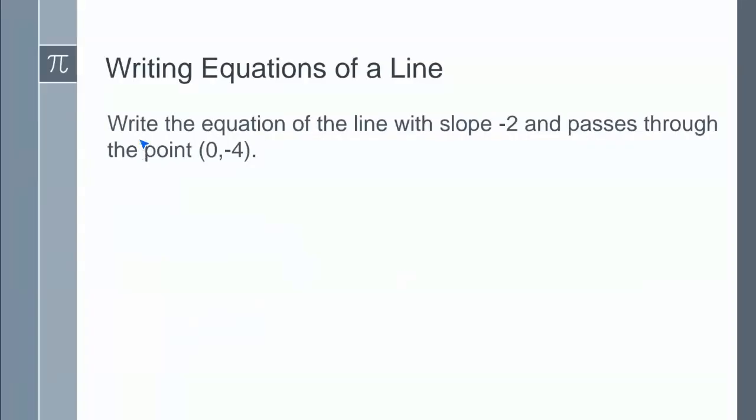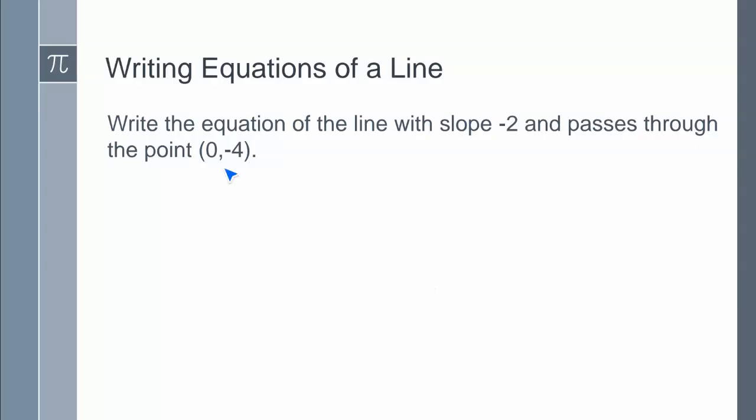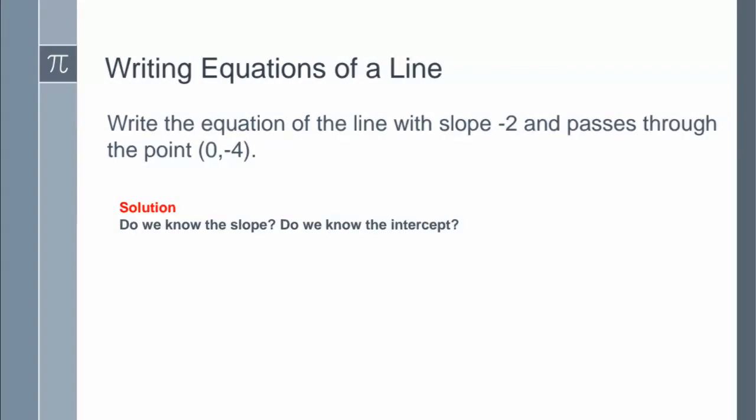Okay, so let's look at another example. Now the example gives us a line that has a slope of -2, and it passes through the point 0, -4. So what you want to ask yourself is, do I know the slope? In this case, we do. And do I have the y-intercept? They give me a point. What's special about this point? Notice that x is 0. So that means that this point is actually going to be our y-intercept.